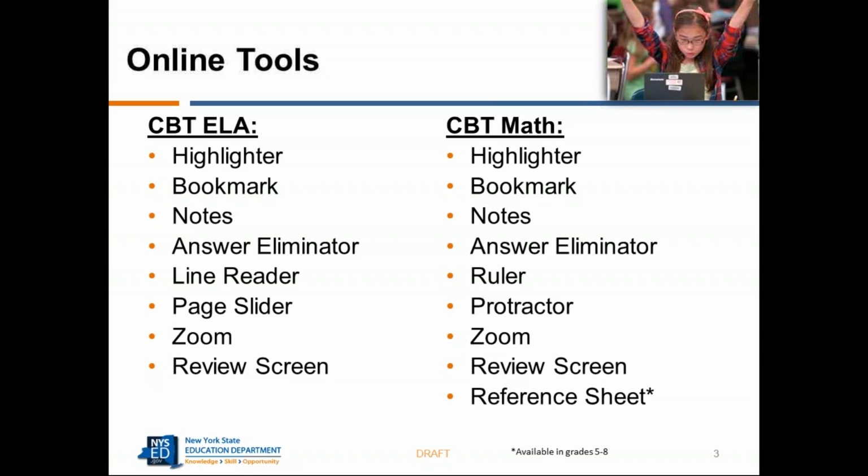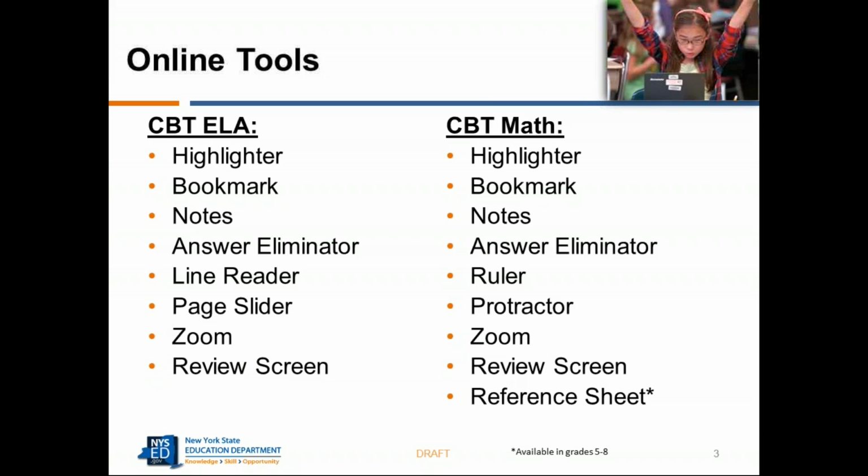Online tools. There are different tools for ELA and Math. However, most of them are shared. The highlighter, bookmark, notes, answer eliminator, zoom, and review screen are available for both CBT ELA and Math. In CBT ELA, students have a line reader that allows the student to focus on a particular section of the passage. It can be moved around on screen, and it can also be expanded and minimized. They also have a page slider that allows the student to focus on a larger part of the screen, either on the ELA passage or on the constructed response box.